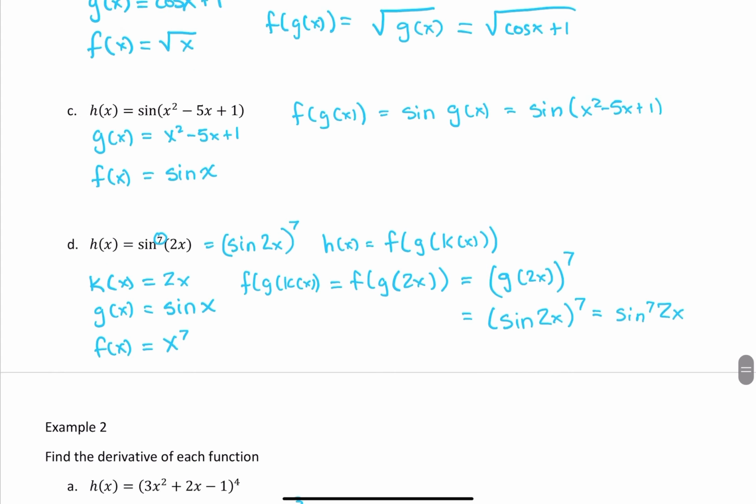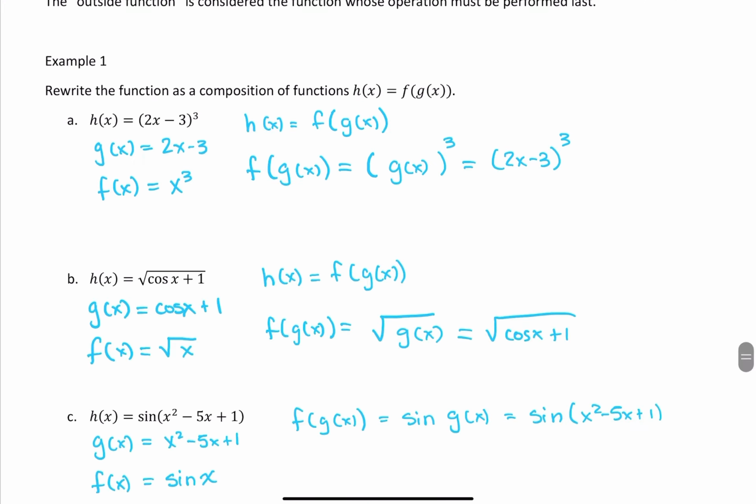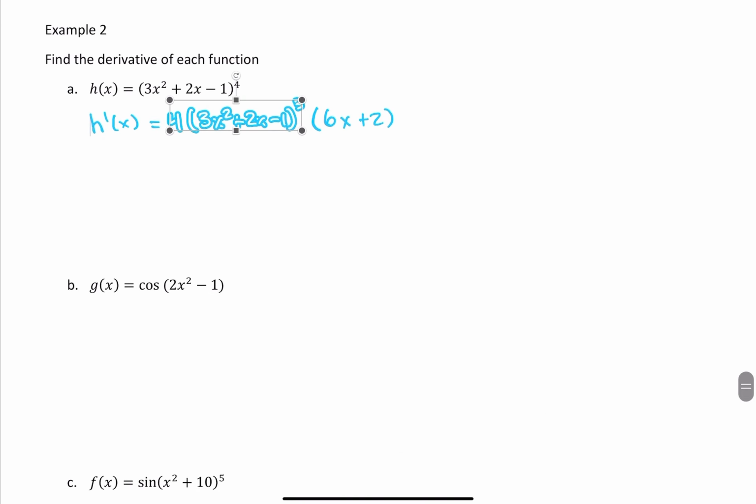So let's go back up here and look at the chain rule just one more time. If h of x is this composite function, then its derivative is the derivative of the outside times the derivative of the inside. So that's what we're doing. And generally there's not going to be much to simplify. I mean, we could say this is 4, we can make it look better. So 4 times 6x plus 2 times 3x squared plus 2x minus 1, cubed. But we don't actually need to multiply that out.